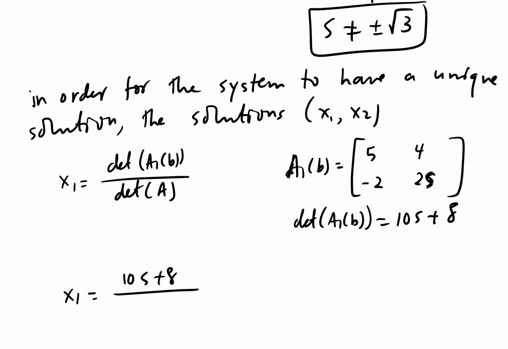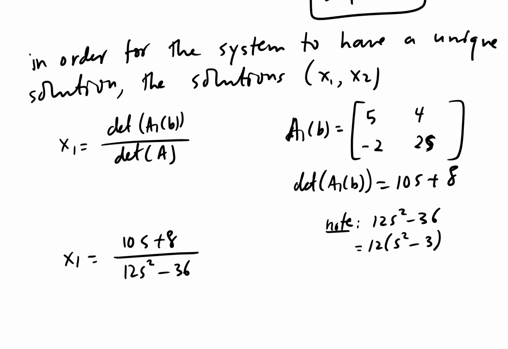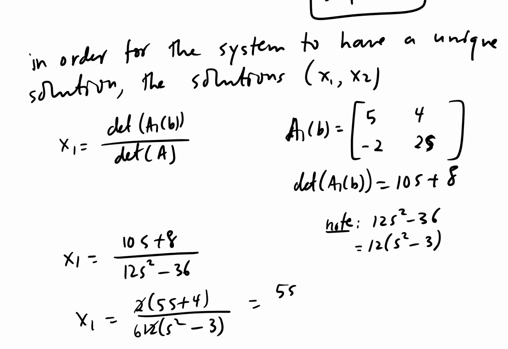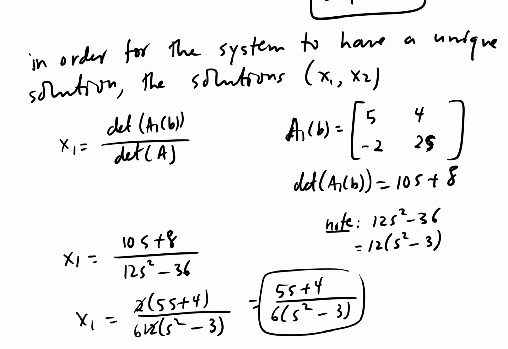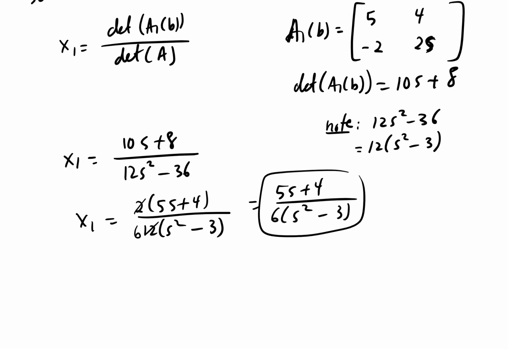So then x1 would be 10s plus 8 over 12s squared minus 36. Note here that in 12s squared minus 36 you can take a 12 out, and you get s squared minus 3. For x1, you can factor a 2 on the top, and we have 12 times s squared minus 3. So divide by 2: 1 over 2, 6. So you get 5s plus 4 over 6 times s squared minus 3. That's for x1.